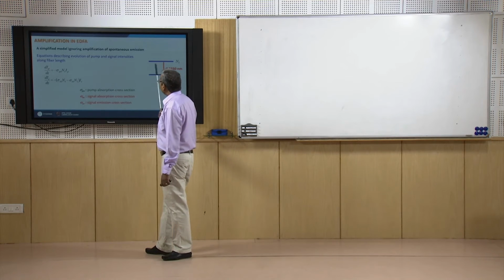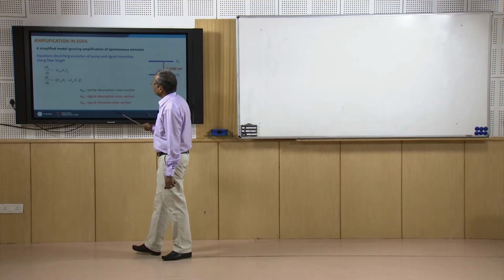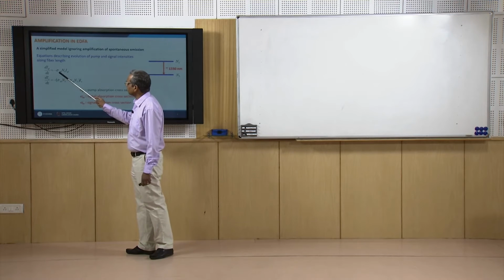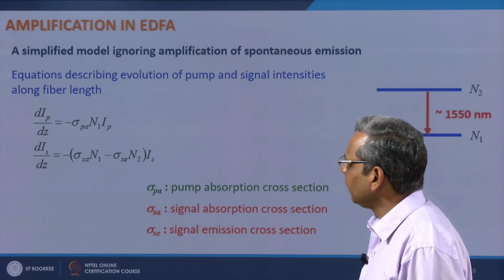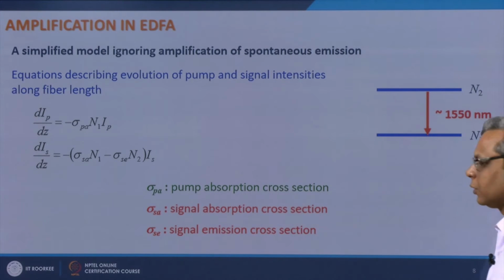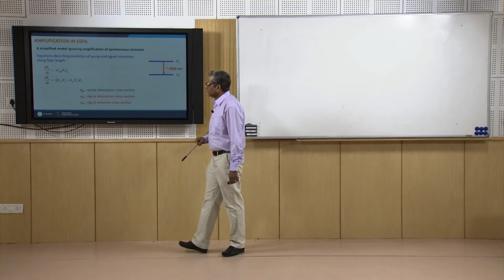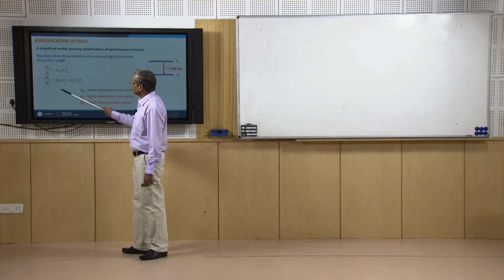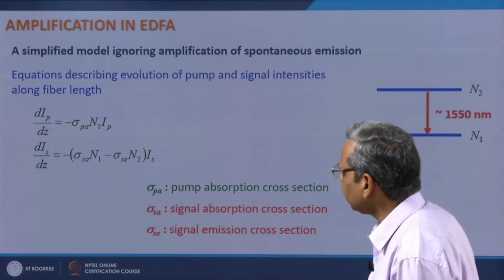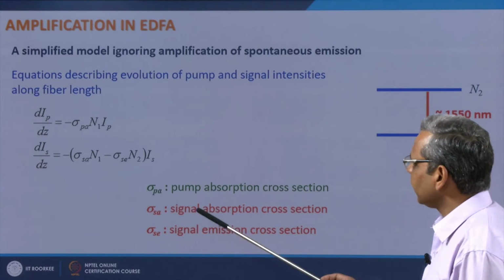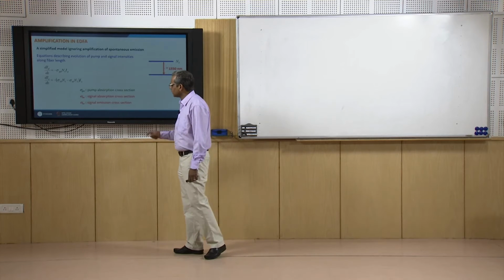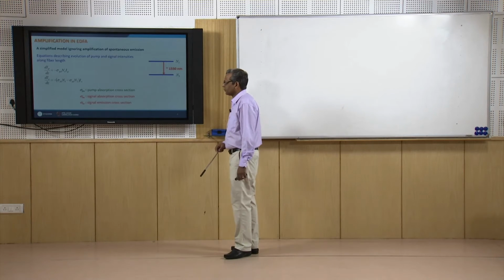So, the pump intensity and the signal intensity would vary according to this, where dIp over dz is minus sigma Pa N1 Ip. Ip is the intensity of the pump, sigma Pa is the pump absorption cross section. dIs over dz is minus sigma Sa N1 minus sigma Se N2 times Is, where sigma Sa is signal absorption cross section, while sigma Se is signal emission cross section.